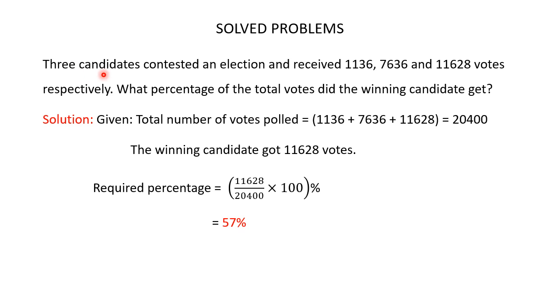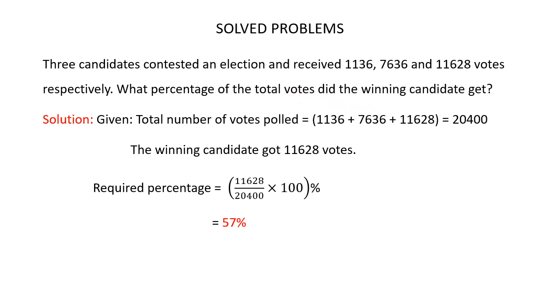Three candidates contested in an election and received 1,136, 7,636 and 11,628 votes respectively. What percentage of the total votes did the winning candidate get?